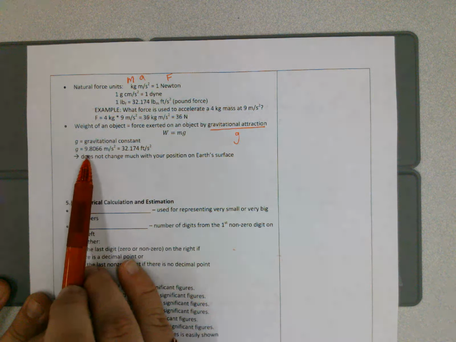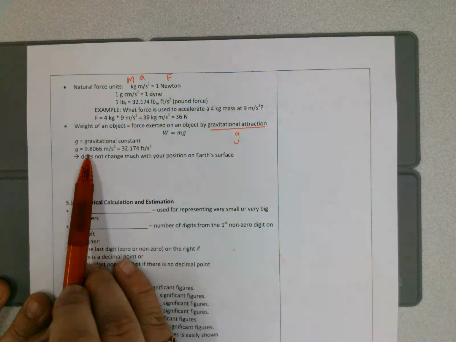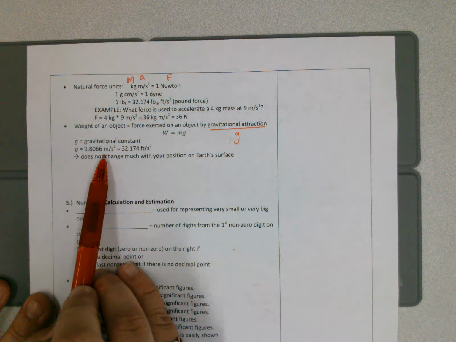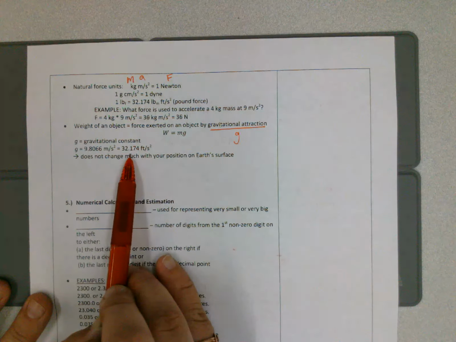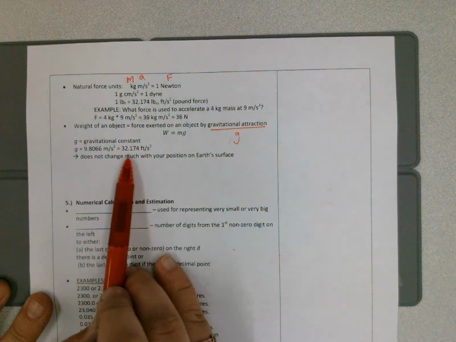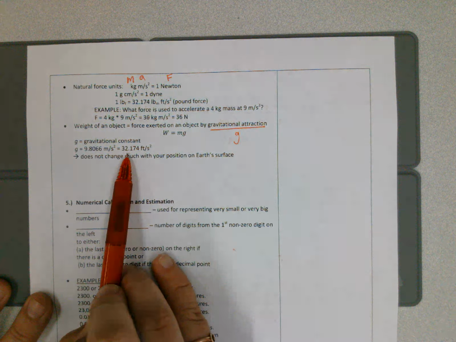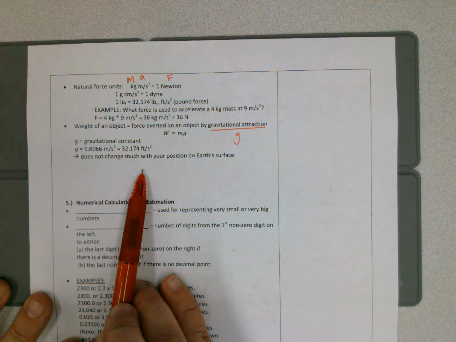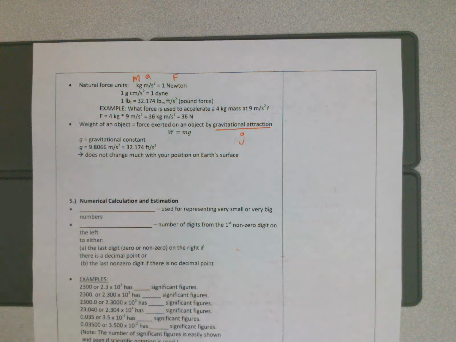Two numbers here to remember. Gravitational constant in SI units is 9.8066. Many people use 9.81. And that is the same as 32.174 feet per second squared. We normally see 32.2 used commonly. And your weight's not going to change much with your position on Earth's surface. And that's all we're going to say about force and weight at this particular juncture. When we get into energy balances, this is going to come back into play quite a bit more.